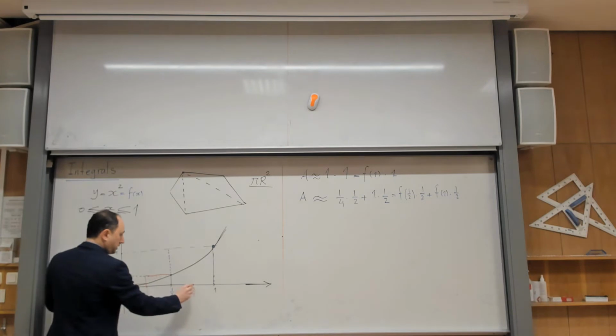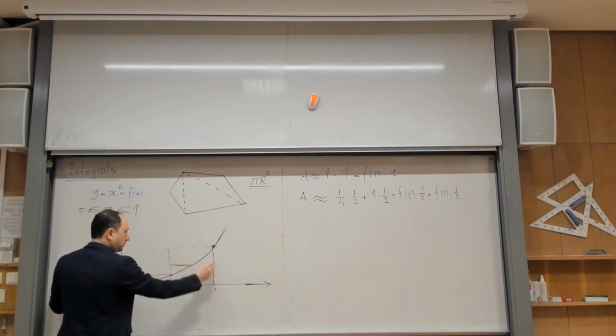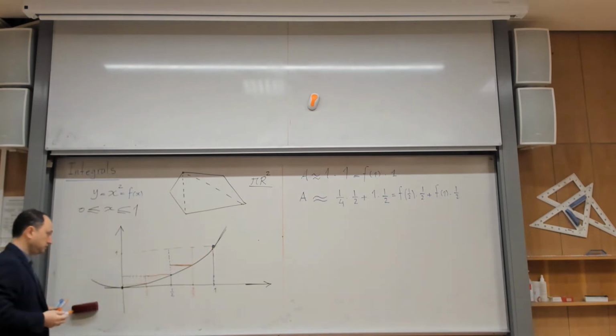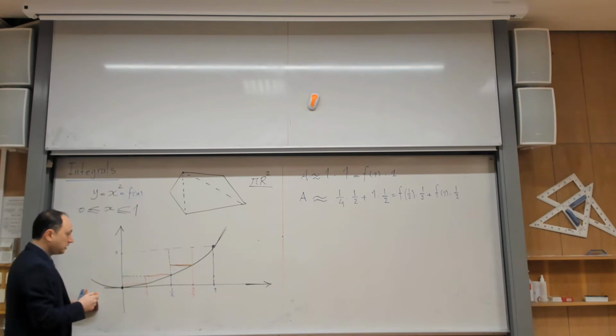I do the same thing here. I will have this rectangle. And I will do this one, and I will get this rectangle. Yes? So now I have 4 rectangles, but what are my errors?